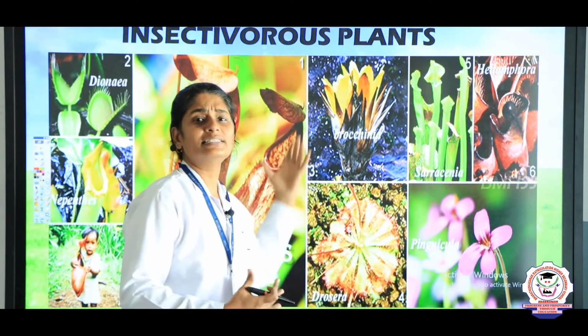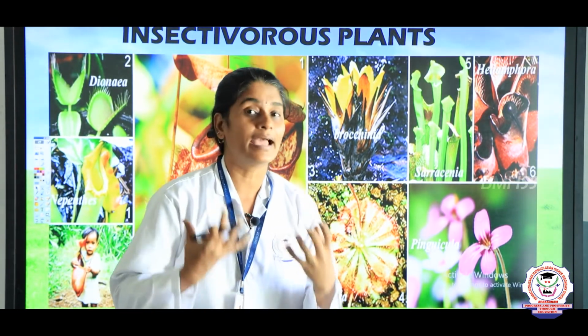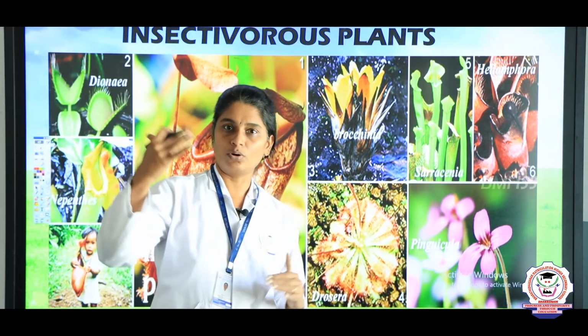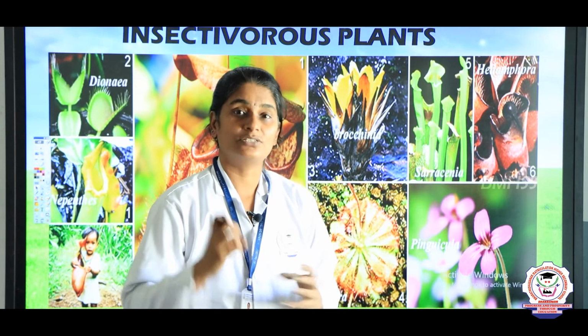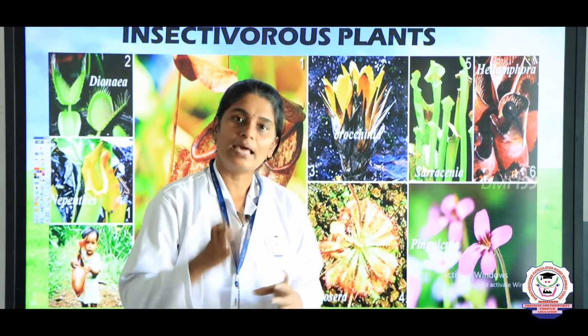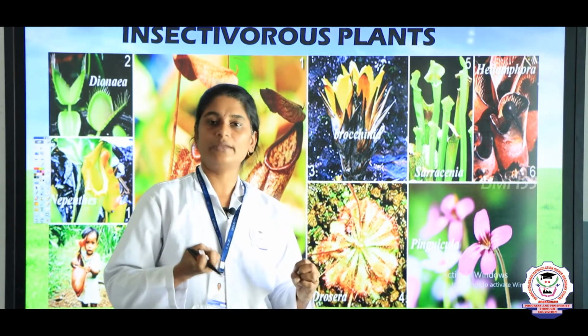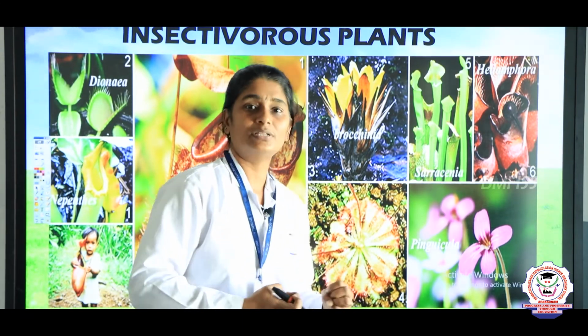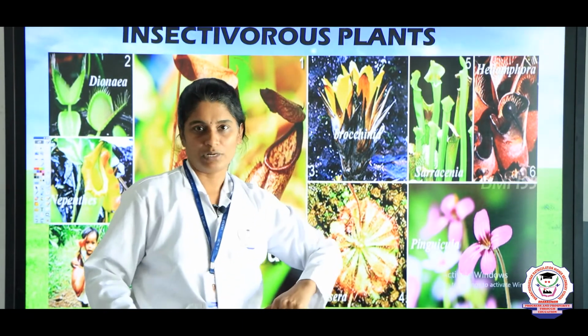So, mostly these insectivorous plants grow where the soil lacks nitrogen. So the plants need nitrogen, right? That is why they take the nitrogen from the insects. That is why they are called insectivorous plants.